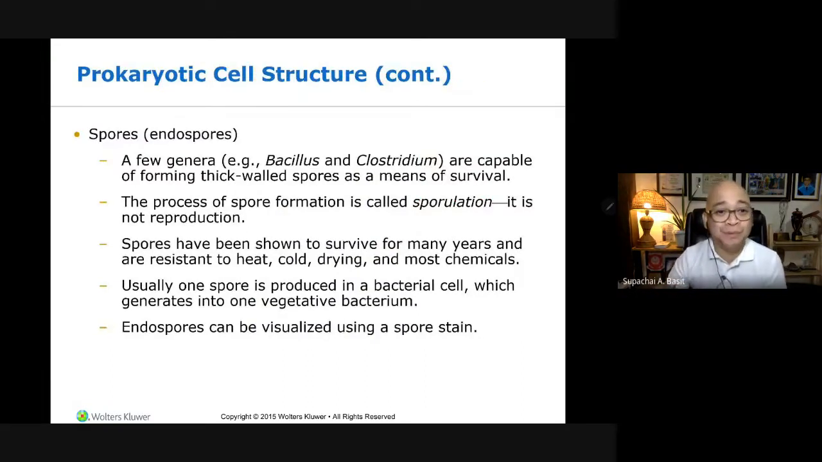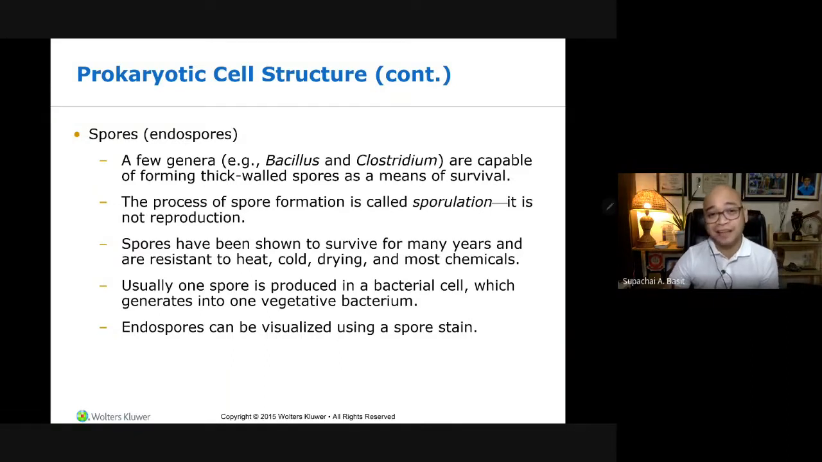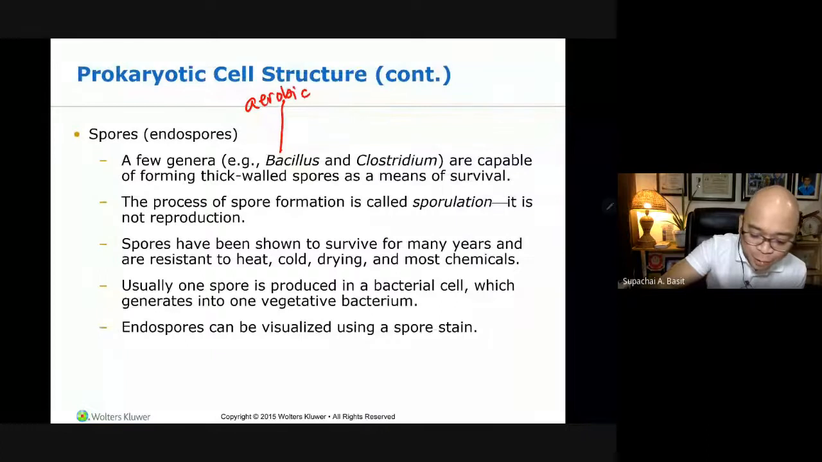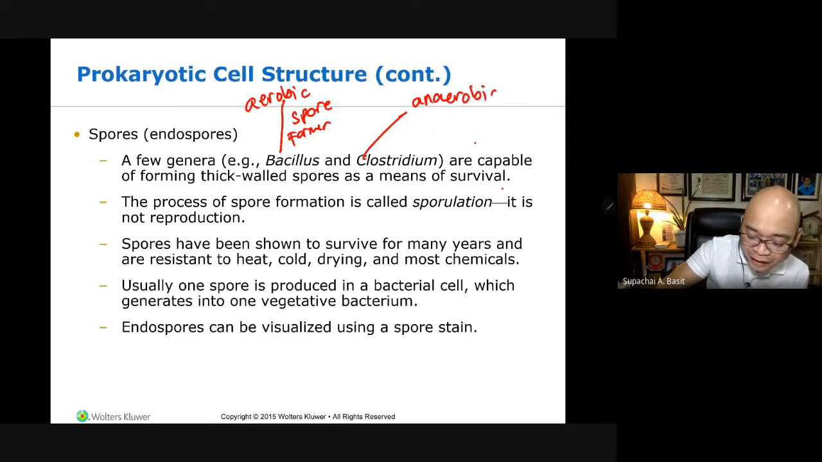So let's talk about the spores. Spores or endospores are not found in all bacteria. Only a few genera are capable of forming atypical spores as a means for survival. These are Bacillus and Clostridium. Bacillus is an example of an aerobic spore former because they are capable of forming spores. Clostridium is an example of an anaerobic spore former.